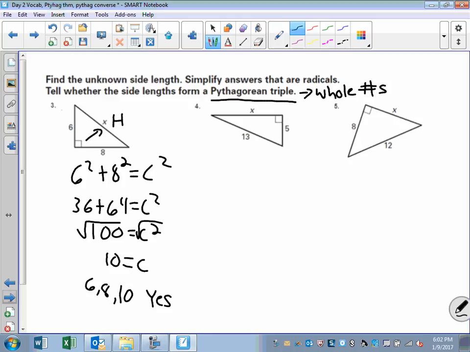So if we do 4 and 5, and one of them you have to leave in the square root, then it's not a Pythagorean triple.